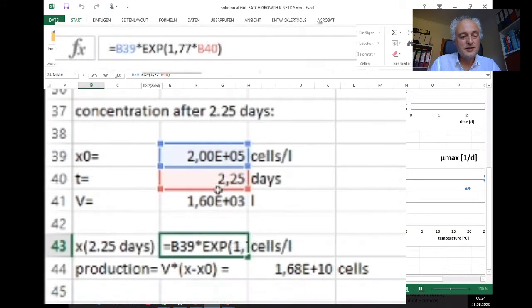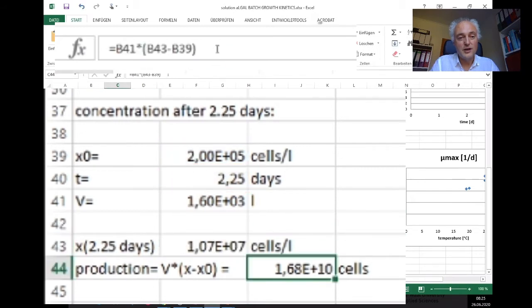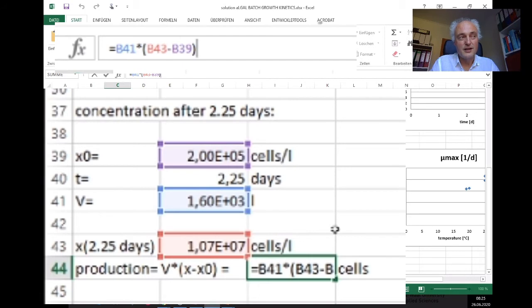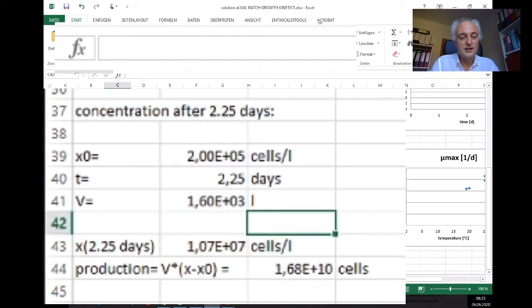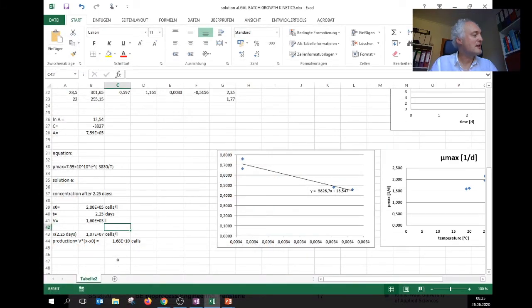And then I just solve. This is the normal formula: x is equal to x0 fold e to the power of mu t. So I just put in my x0, which is 2 times 10 to the 5. The t is 2.25 days, and then I have my concentration, and then I simply multiply it with the volume, and finally I end up with 1.68 times 10 to the 10 cells, and that's it. So that was this exercise.